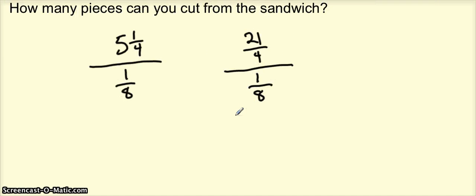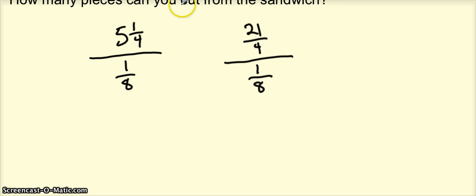Now from here, we can just use our rules for dividing a fraction by a fraction. We're going to keep this first numerator, or the top numerator. We're going to change this division to multiplication, and we're going to take the reciprocal of the denominator. So the reciprocal of 1 over 8 is going to be 8 over 1.